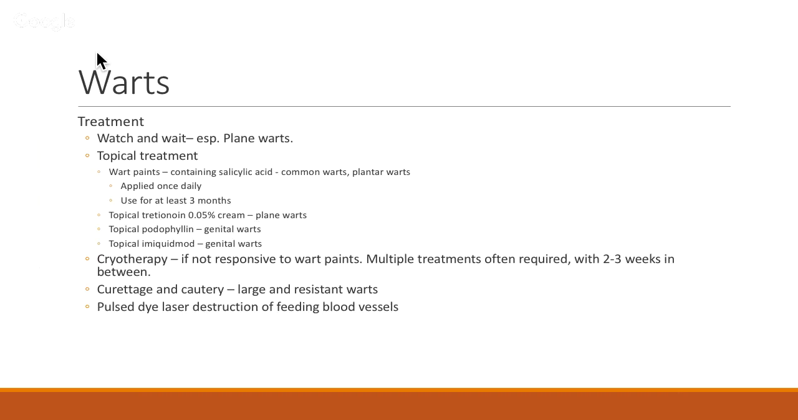Okay. So with treatment, you can just watch and wait for it to settle, particularly in a small child where the other treatments might be quite irritating and might cause scarring. So you can watch and wait, but there are also various other topical treatments you can try. So you can try wart paints, which contain salicylic acid. You can try topical podophyllotoxin or podophyllin, topical imiquimod, normally both for genital warts. And then for plain warts, topical tretinoin.